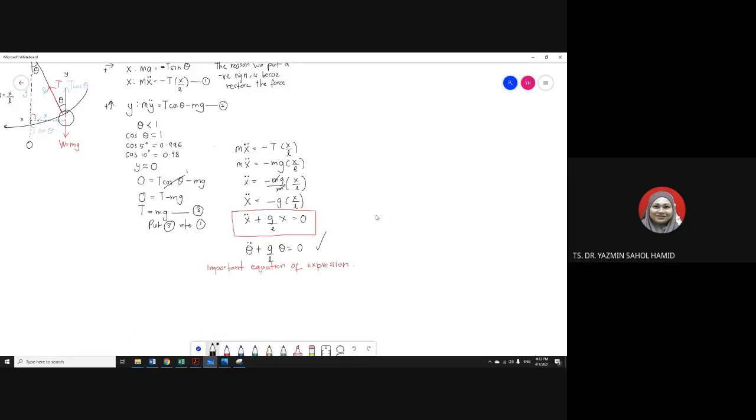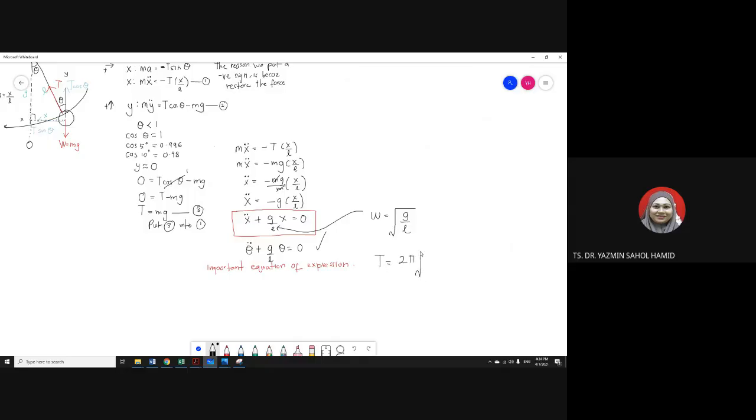Another formula is omega, the angular velocity for a pendulum, which is the square root of g over L. So if you want to get omega, you have to take the square root of the value here. Then T, the time for one oscillation. This is the time required for one oscillation.